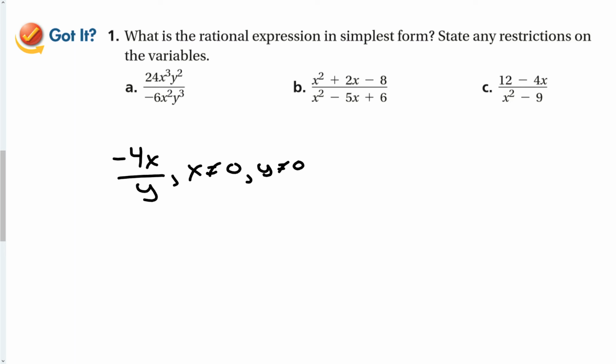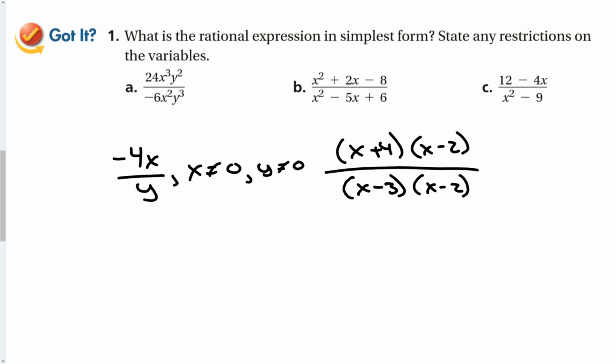Part B is just like the one we did up at the top, where we're going to factor this. So factors of 8 that subtract to 2, that's x plus 4, x minus 2, and factors of 6 that add to negative 5, x minus 3 and x minus 2. These two cancel out. So my expression is x plus 4 over x minus 3, comma, x is not equal to anything that makes the denominator equal to 0. So that's a 2 and a 3.